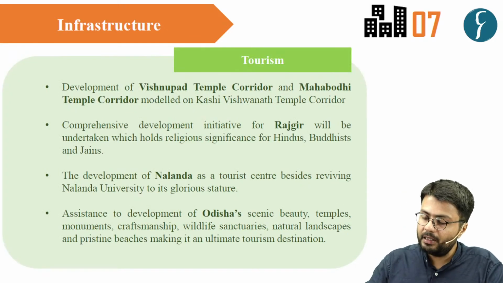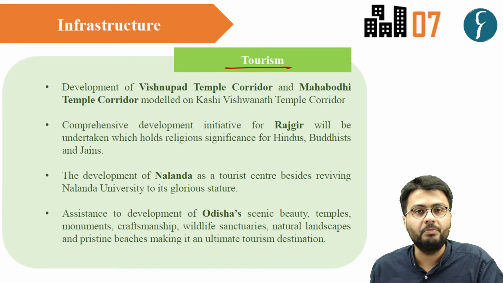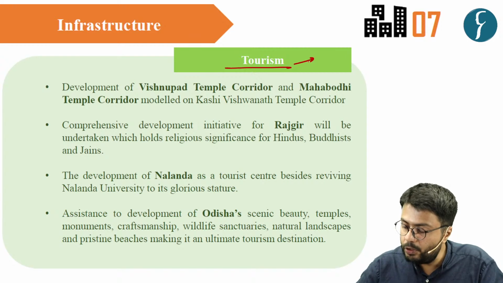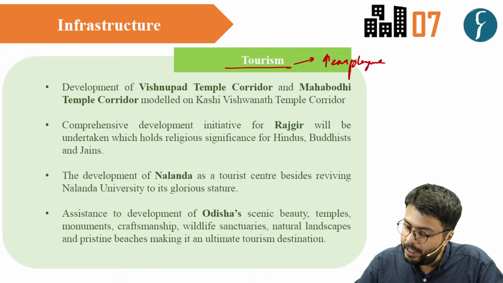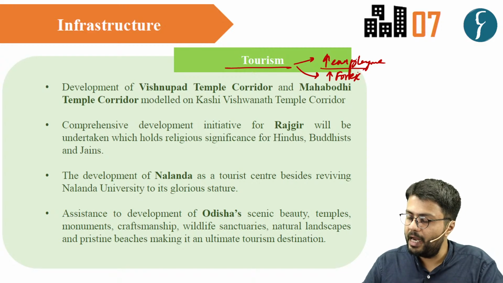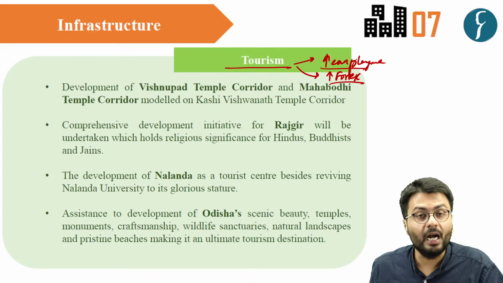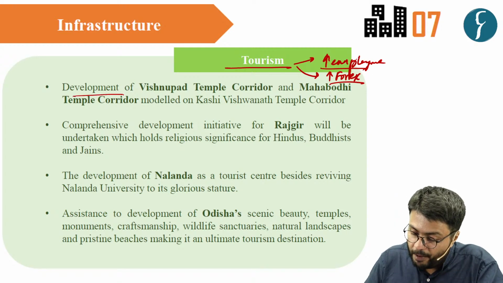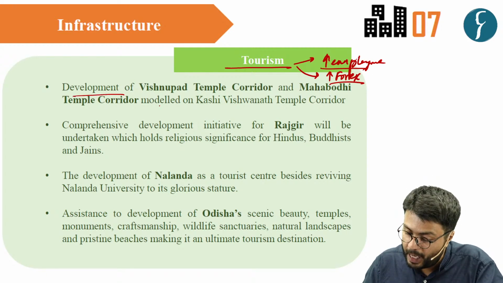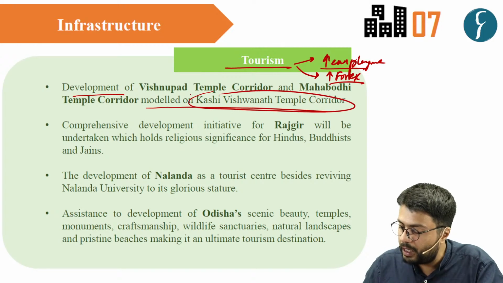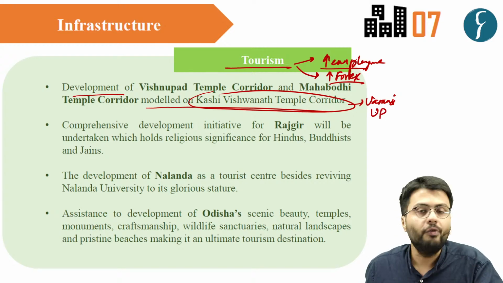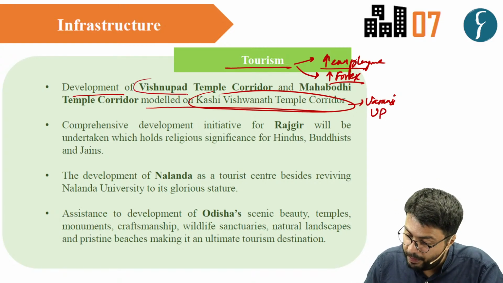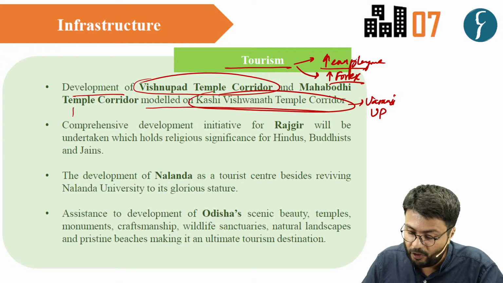Also, the government is undertaking huge development of the tourism sector. Why? Because this tourism sector not just generates employment, but also generates more and more foreign currency income for the Indian government. So in this regard, the government is undertaking development of 2 corridors in the state of Bihar, modeled on the lines of the Kashi Vishwanath corridor, which is located in the city of Varanasi of Uttar Pradesh.